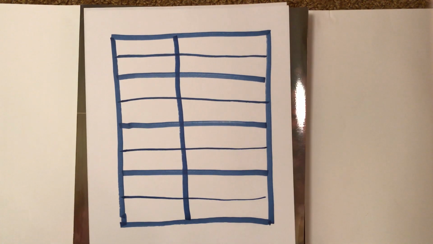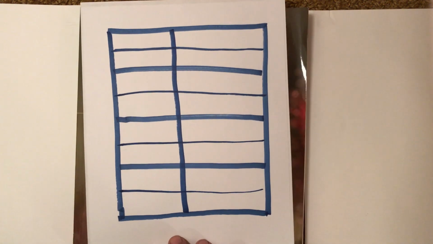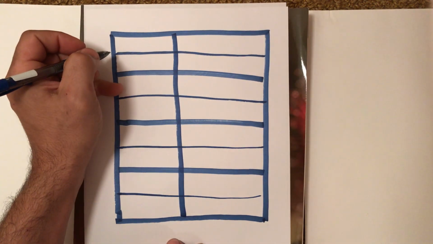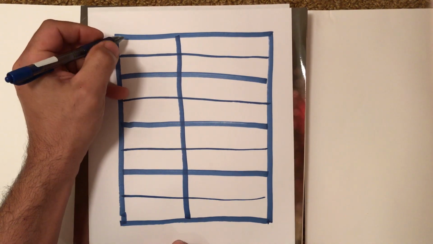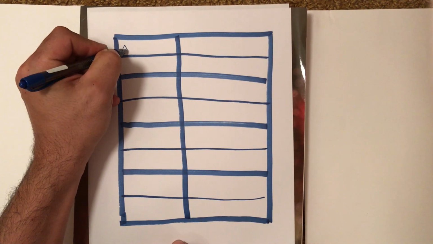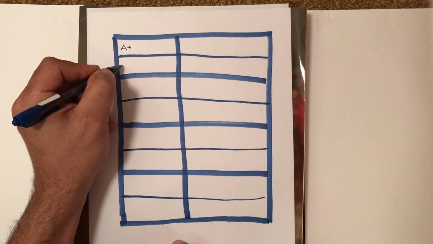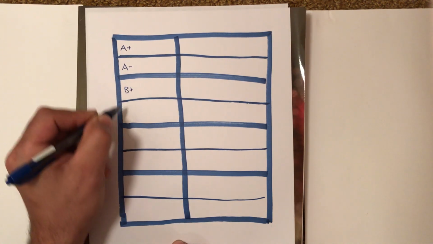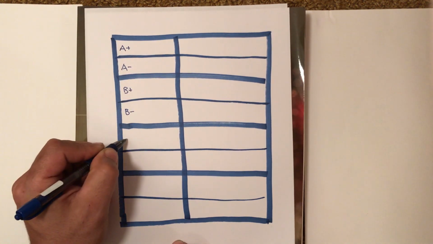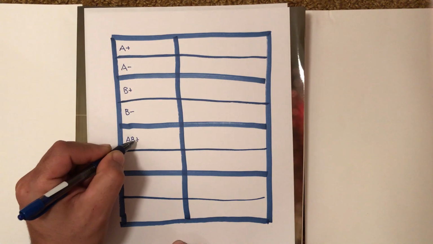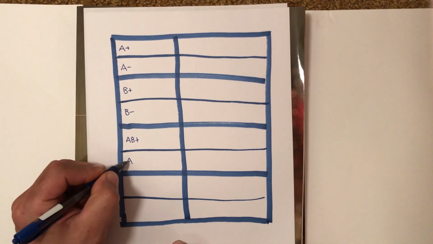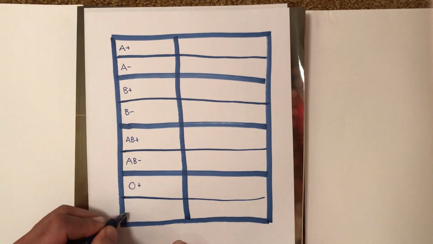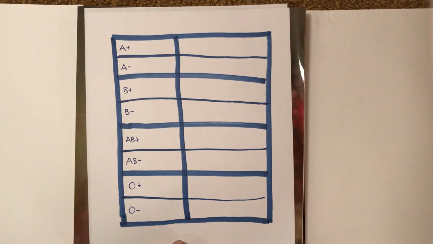All right. So then we can start by writing down over here the 8 different blood types. So we'll put A positive, A negative, B positive, B negative, AB positive, AB negative, O positive, and O negative.